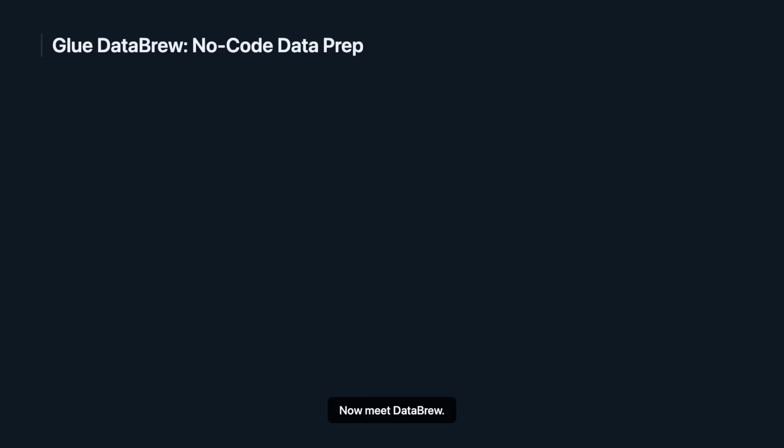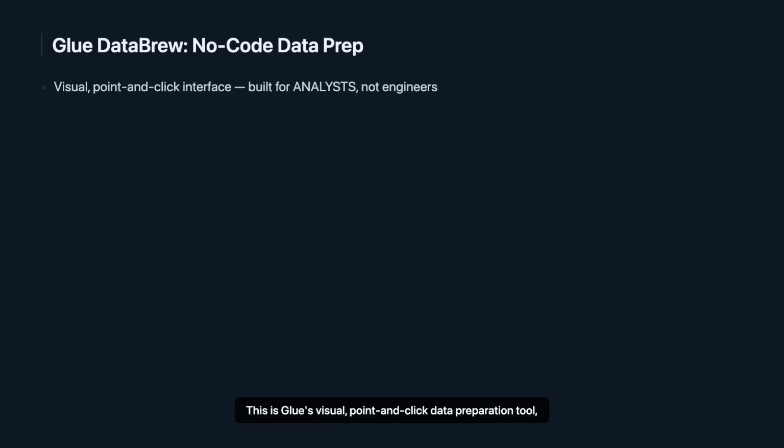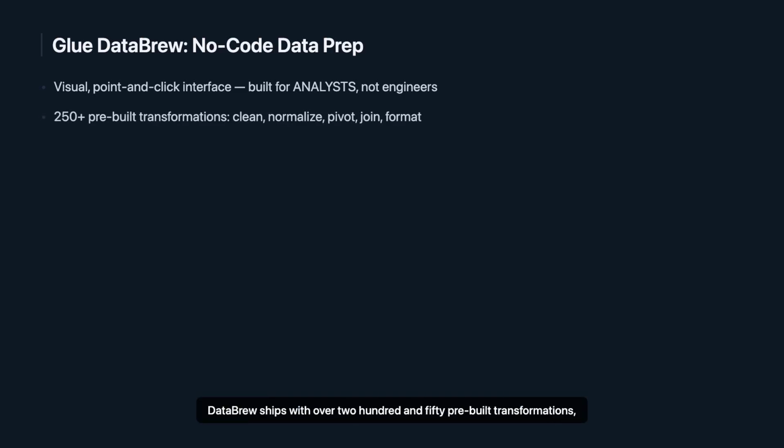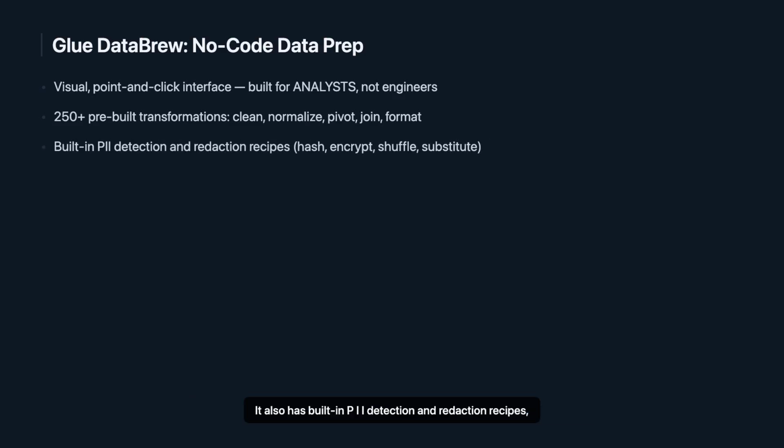Now meet DataBrew. This is Glue's visual point-and-click data preparation tool, and the first thing to internalize is who it's built for. Not data engineers, analysts. People who know what the data should look like but don't want to write PySpark to get there. DataBrew ships with over 250 pre-built transformations, which is a number worth remembering because the exam uses it as a signal. It also has built-in PII detection and redaction recipes, so an analyst can hash a social security number column or shuffle names without ever opening a code editor.